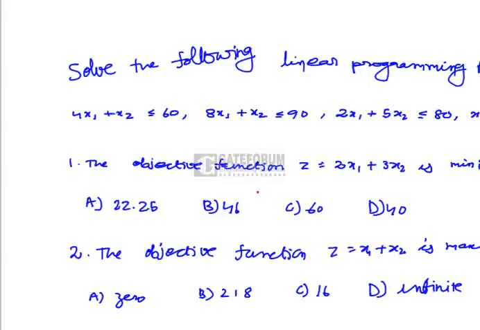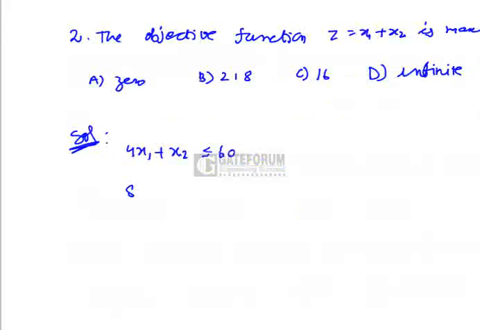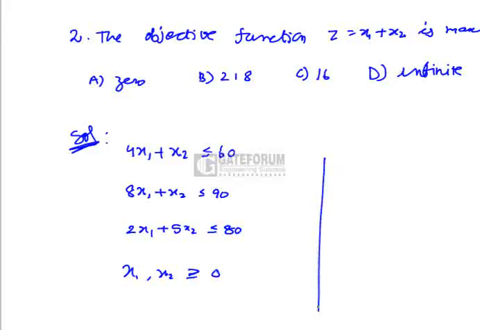Here first consider all the constraints. That is, first one is 4x1 plus x2 less than or equal to 60, and 8x1 plus x2 less than or equal to 90, 2x1 plus 5x2 less than or equal to 80, and x1, x2 greater than or equal to 0. Now consider x2 on the y-axis and x1 on the x-axis. Now draw the lines for these equations.